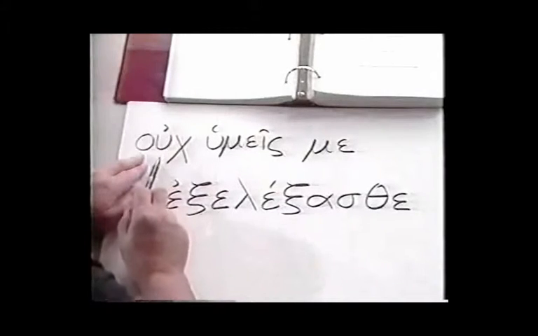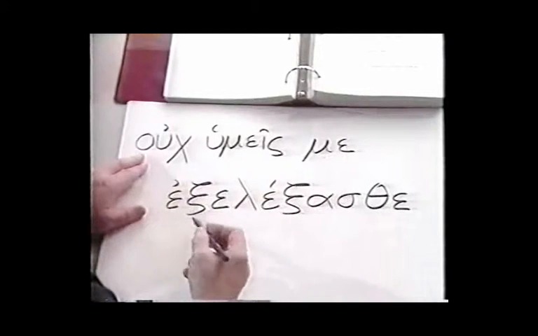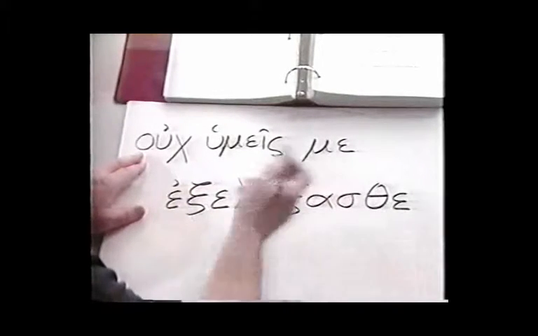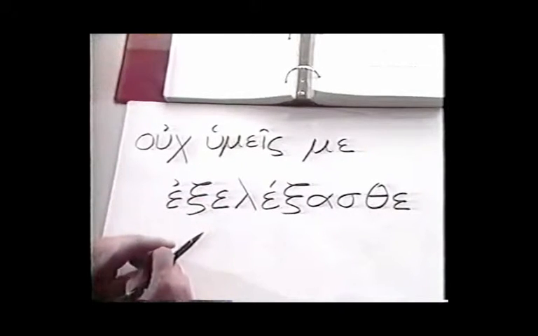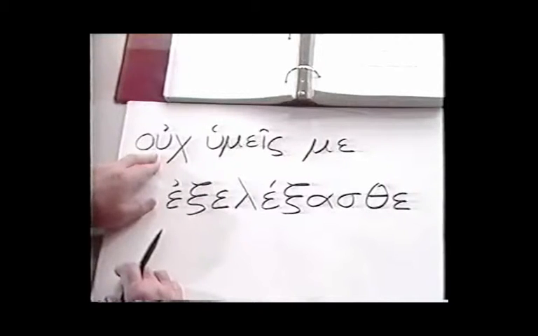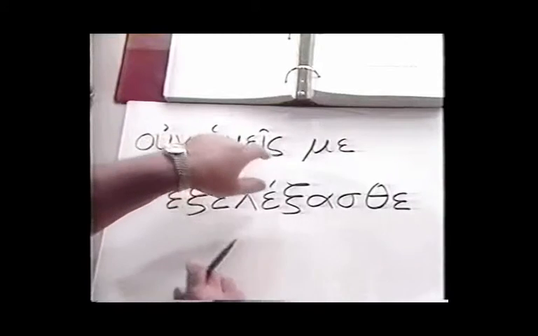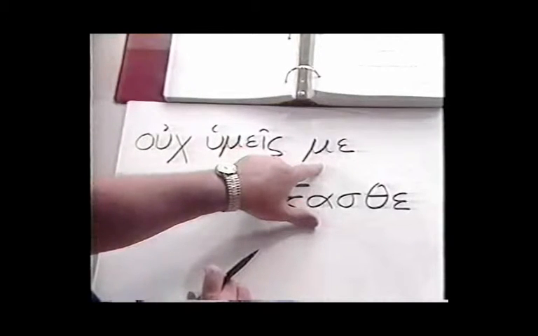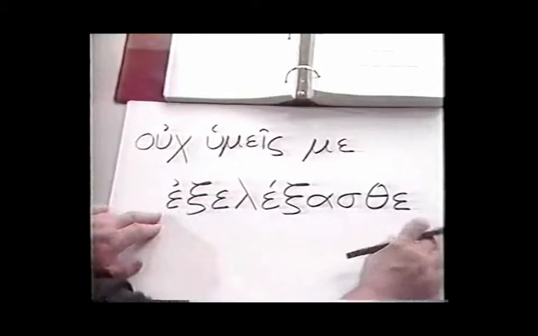So what we're looking at here in the first part of John 15:16 is ouch, humeis, me, exelexasthe. Now, of these four words, we want to find a verb. Well, we know the first word is not a verb. That's your negative ou or ouk. It means no or not. Humeis is a second person pronoun in the plural. Me is your first person personal pronoun in the accusative. Well, that leaves us this one word right here, exelexasthe.